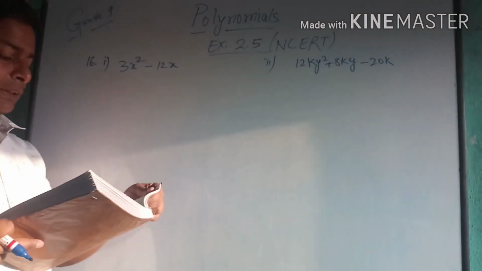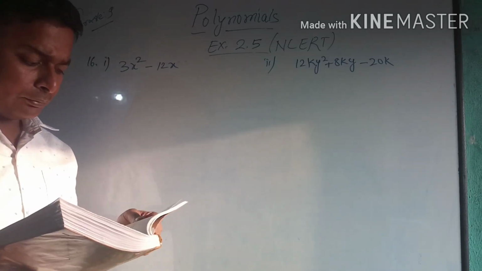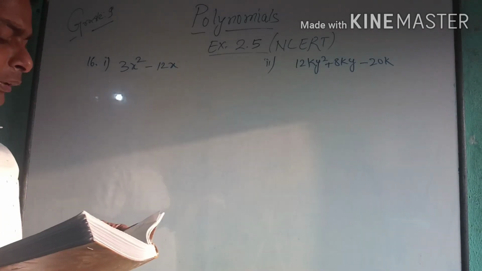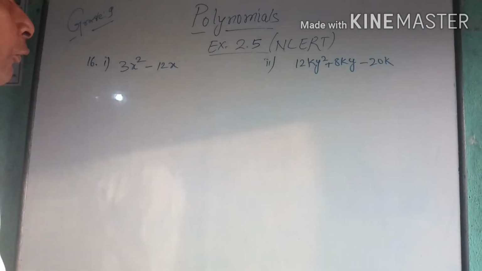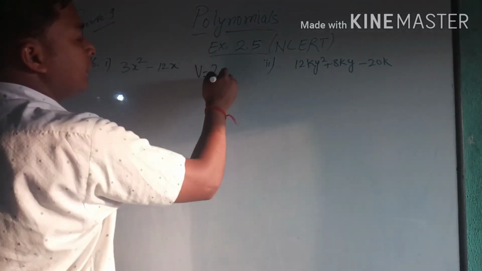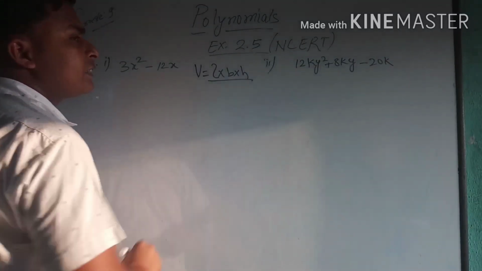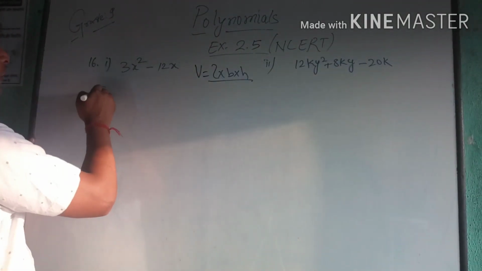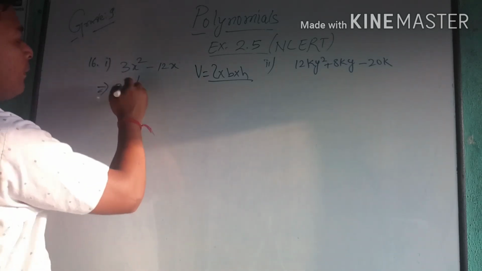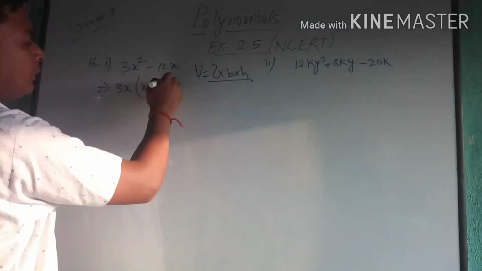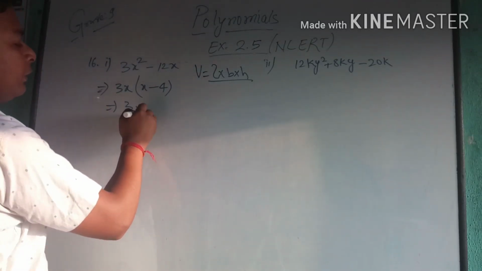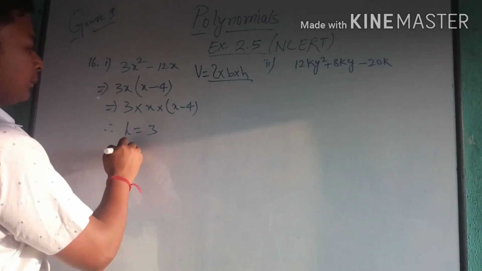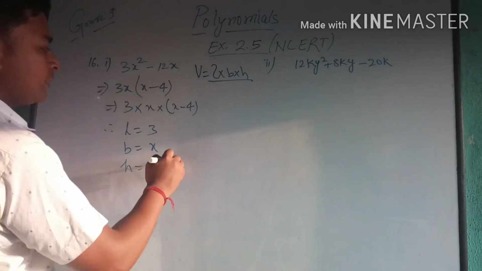Now question number 16, that is our last question: what are the possible expressions for the dimensions of the cuboids whose volumes are given below? Volume of a cuboid is length into breadth into height. It means it is in 3 dimensions. We have to factorize them in terms of 3 factors. If we take 3x common, what remains here? x and minus 4. So the three factors are 3, x, and x minus 4. So the possible length is 3, breadth x, and height x minus 4.